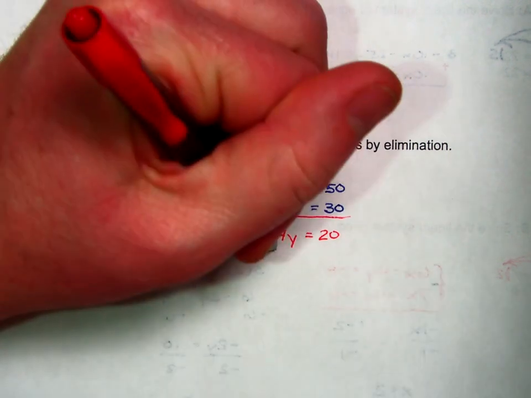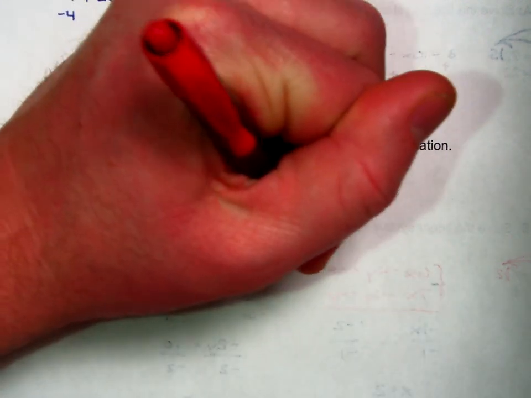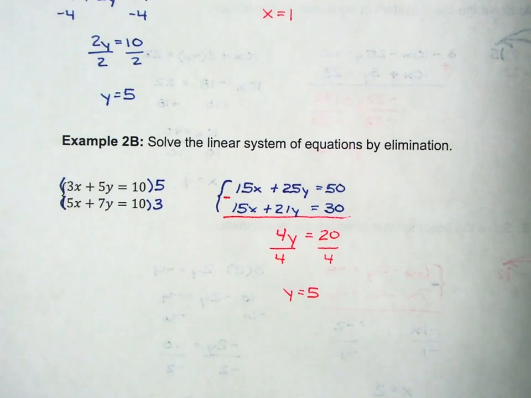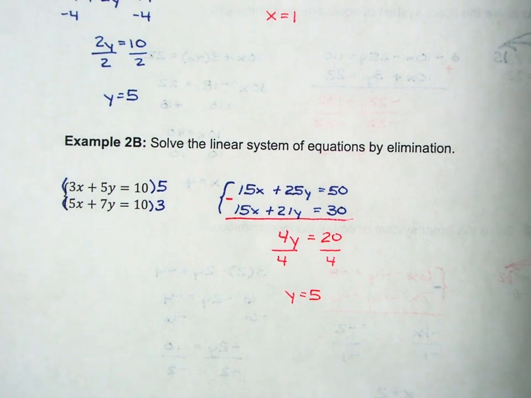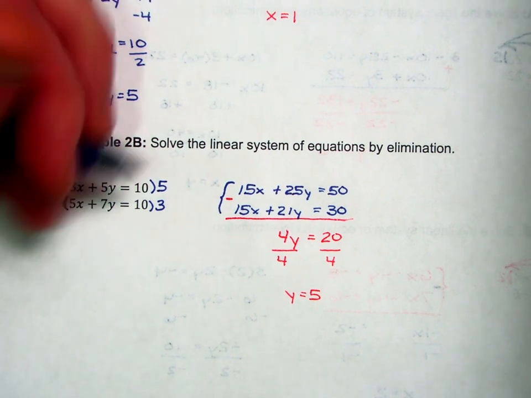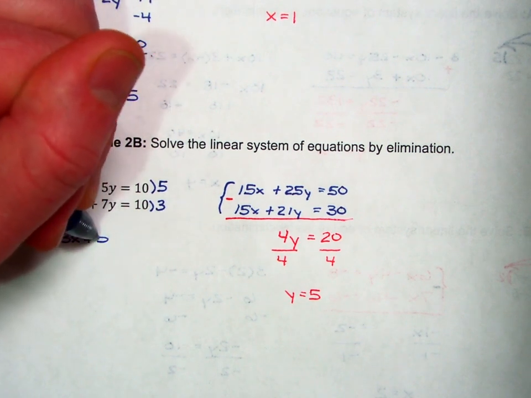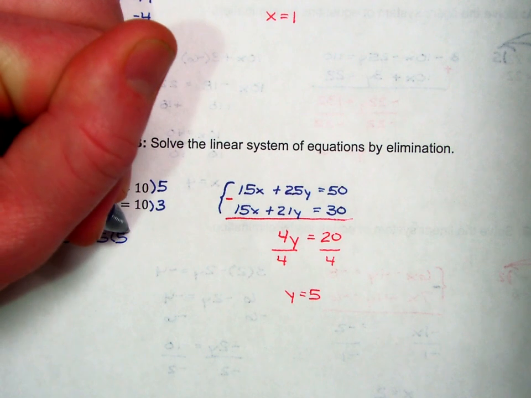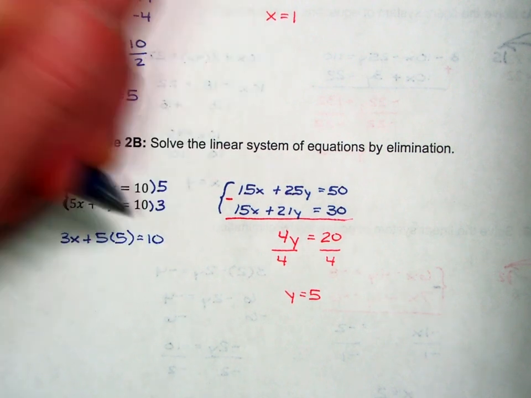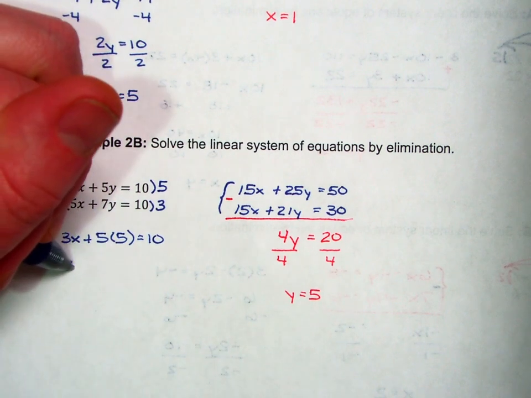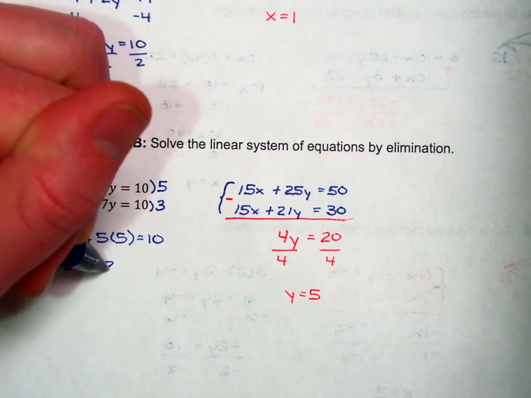Divide each side by 4. And when we do that, y turns out to be 5. And once I've got y to be 5, take that and plug it back into one of your two equations and solve for x. I'm going to plug it back into my very first one here. So 3x plus 5 times 5 is equal to 10. So 3x plus 25 is equal to 10.